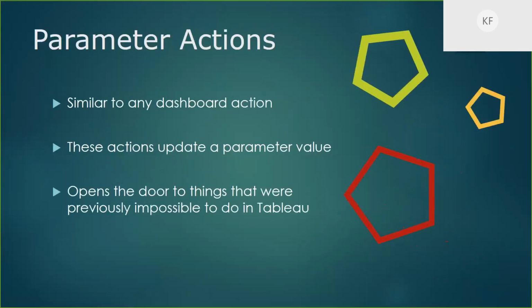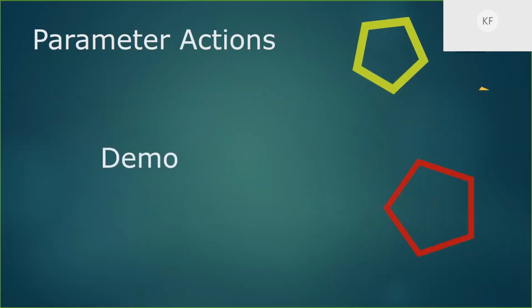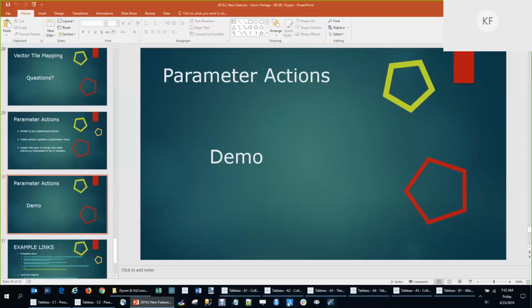So parameter actions are similar to other dashboard actions in that you interact with the visualization to make something happen, okay? What happens when you interact with the visualization, unlike a filter action or a highlight action, is that you update a parameter value. And that really opens up the door to do lots of different things that we couldn't do in the past. So I am going to just get right into this. We're not going to talk too much about it. I'm just going to show you how they work.